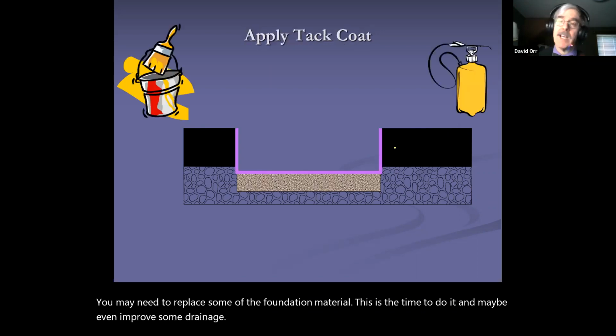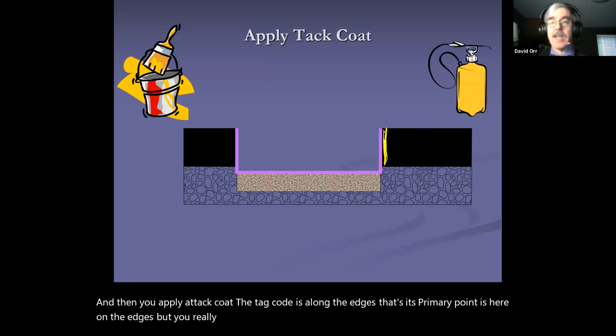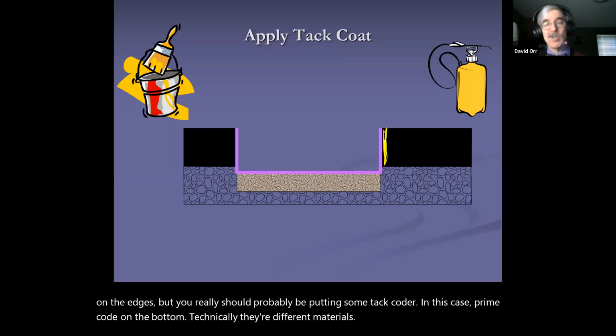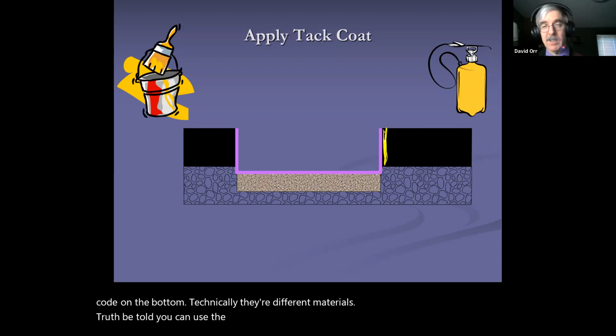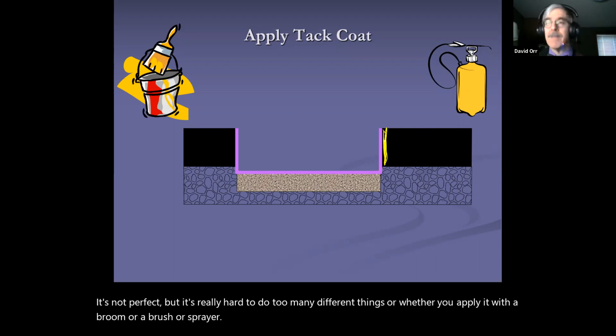And then you apply a tack coat. The tack coat is along the edges. That's its primary point, is here on the edges. But you really should probably be putting some tack coat, or in this case, prime coat, on the bottom. Technically, they're different materials. Truth be told, you can use the same material, the patch. It's not perfect, but it's really hard to do too many different things.